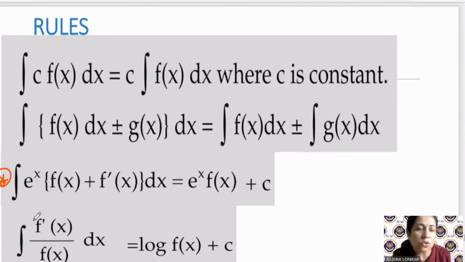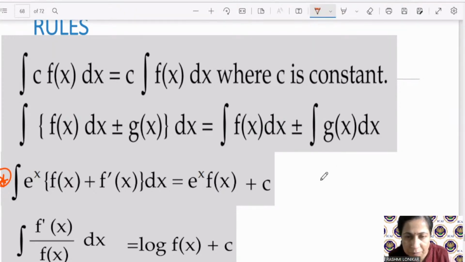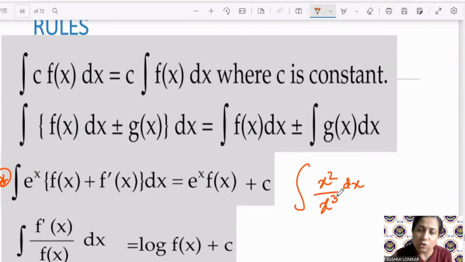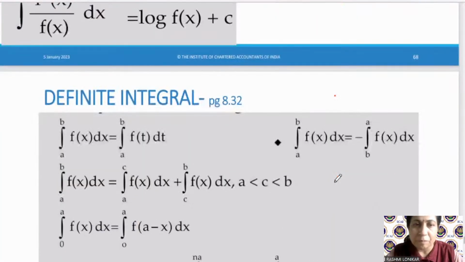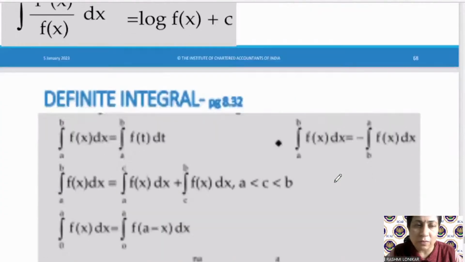Suppose you have the integral of the derivative upon the function. Suppose I have the integral of x square upon x cube dx. So what do I have? This is equal to log of f(x). Obviously, you will have to make adjustments for the powers, that is 2 and 3, which are going to come out. But other than that, this is equal to log of f(x). So these are mostly what you require for the theoretical part.